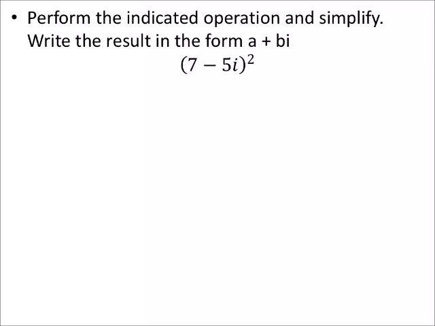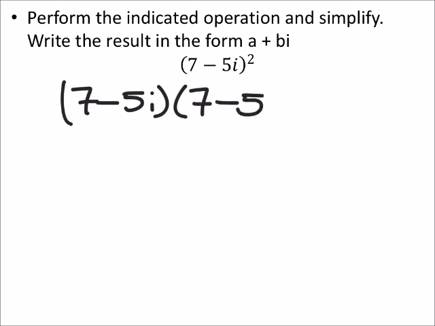All right, perform the indicated operation. Since we're just squaring this term, we may not end up with the conjugate on this one, and that's okay. So rewriting this, I would have 7 minus 5i times 7 minus 5i. I just expanded that exponent.